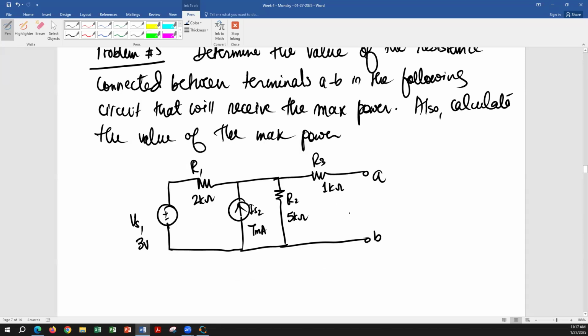Okay, so there's the circuit. Now you guys are going to tell me what we should do to find the load resistor that will receive the maximum power, and how we're going to calculate the value of that power.